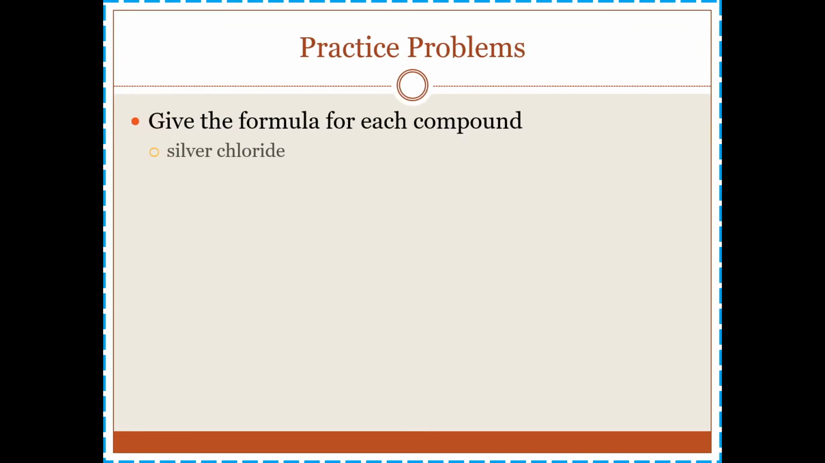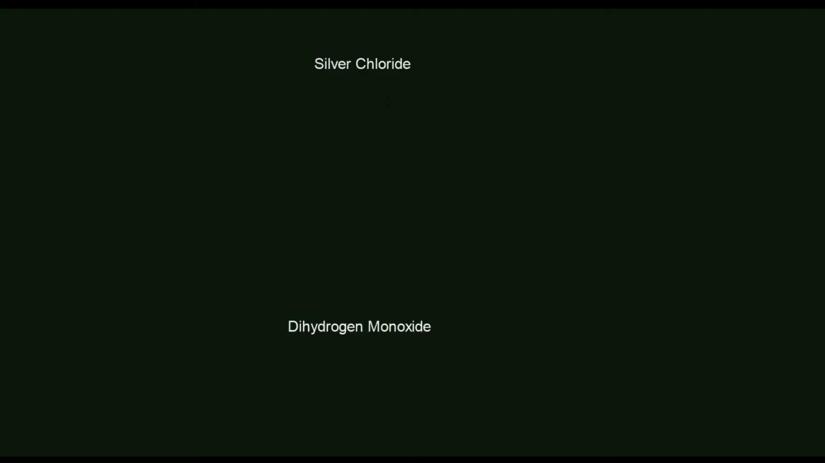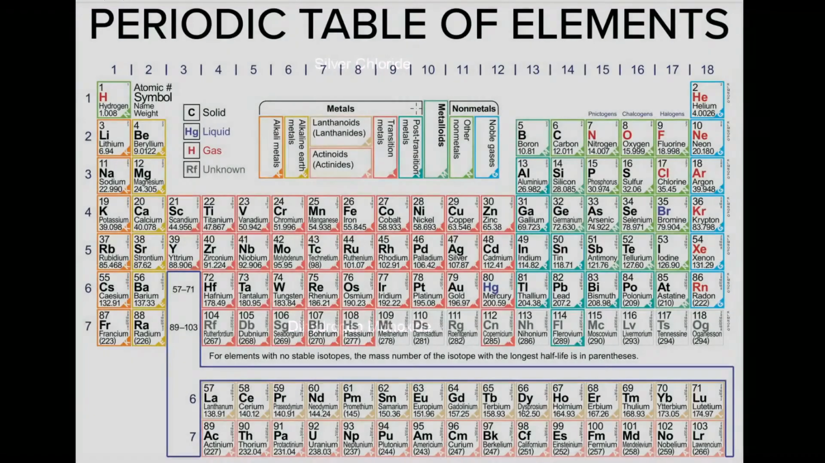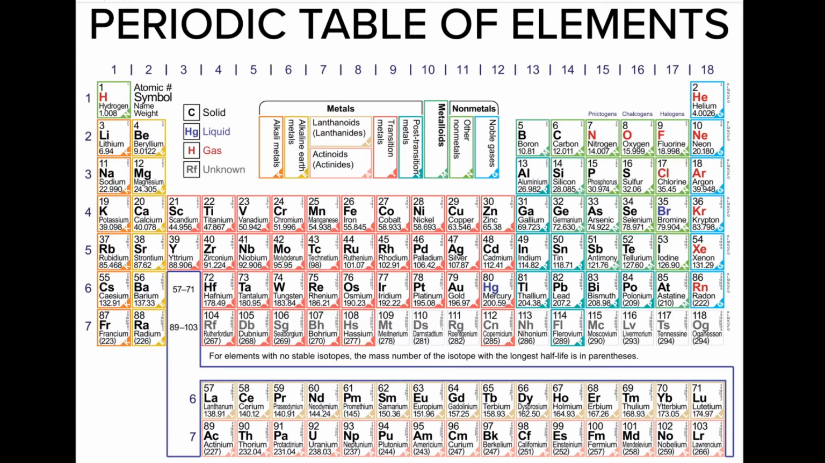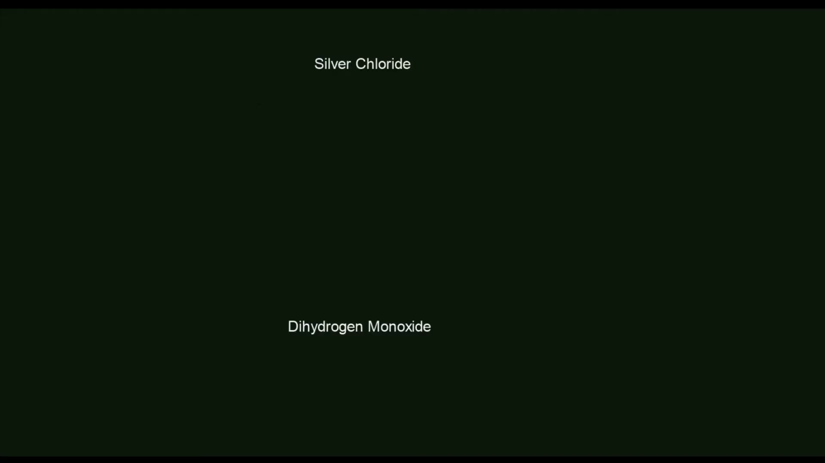So let's try silver chloride. Okay, so for silver chloride, what I want to try to do now is look on a periodic table. So silver is Ag at atomic number 47. Chlorine is Cl at atomic number 17. Silver, which is Ag, and then chloride, which is going to be chlorine, so Cl.